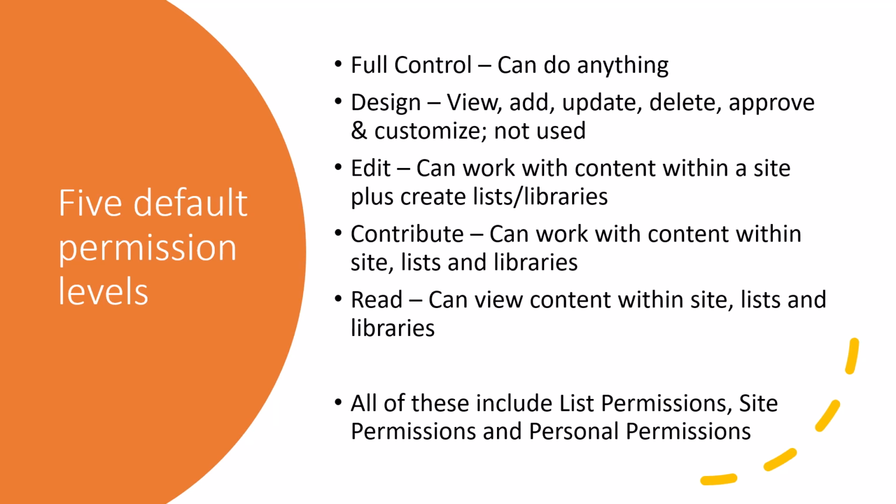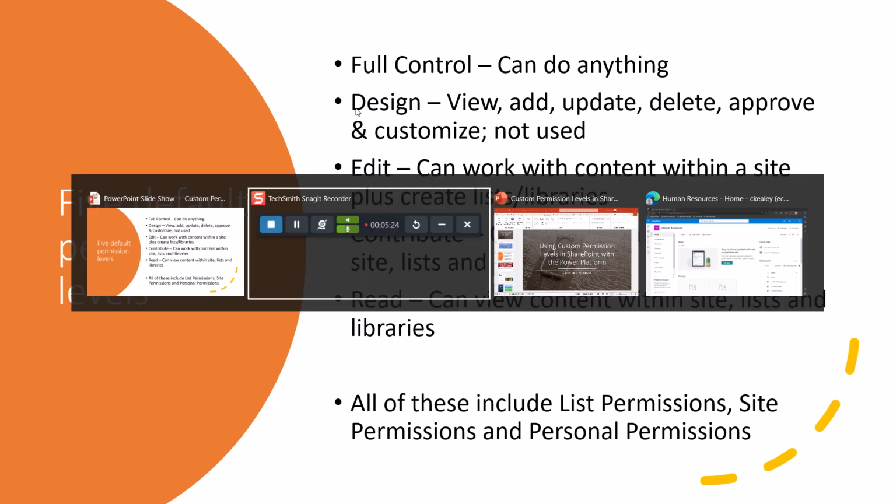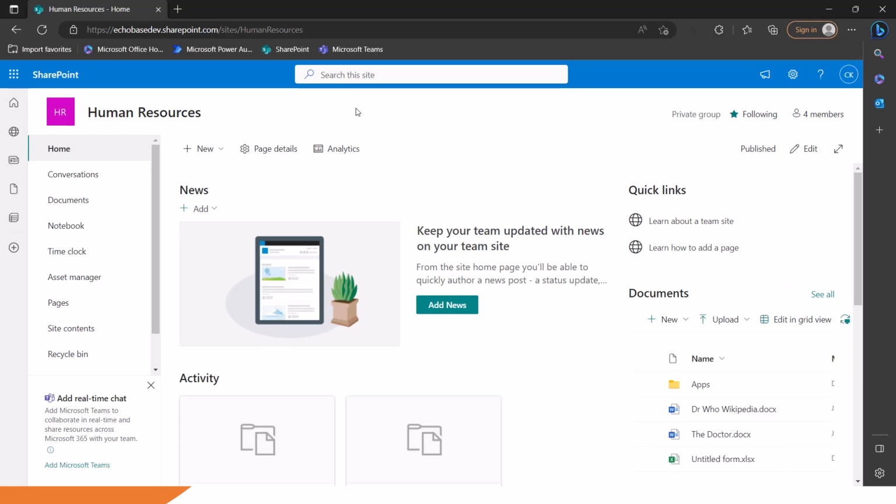There are list level permissions, site level permissions, and personal permissions. So let's just jump over to a SharePoint site and take a look at that directly. To get to this from a SharePoint site, this is my human resources site.